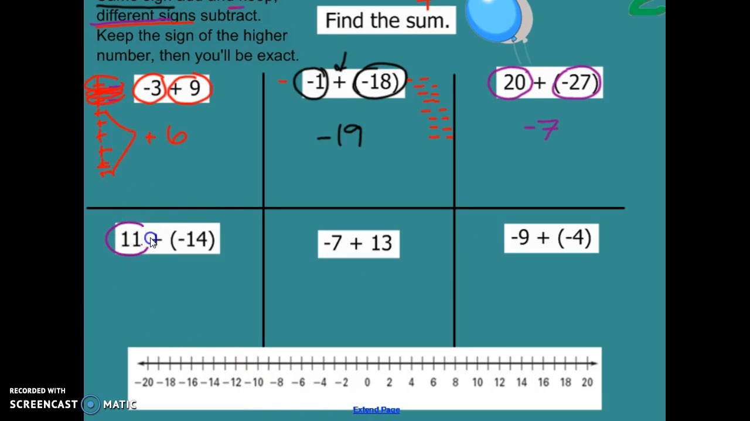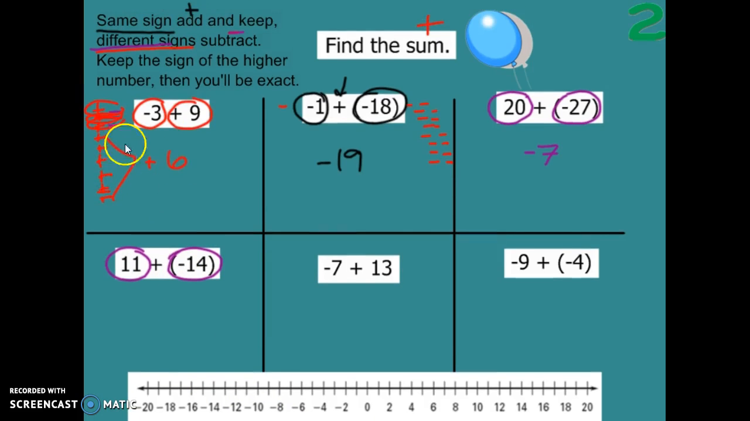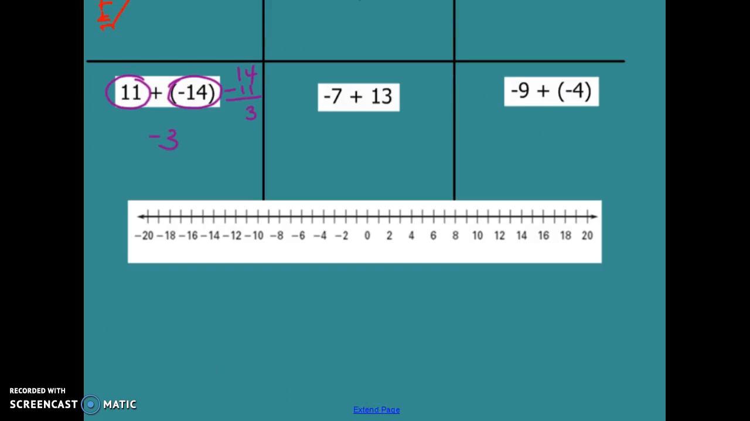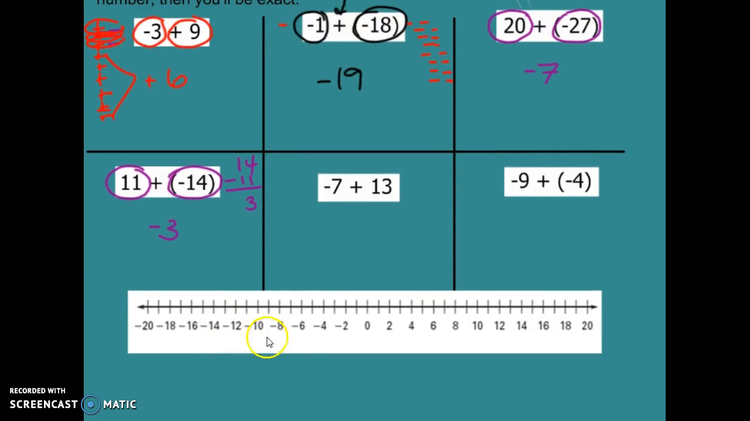Down here we have a positive and a negative. Different signs, we're going to subtract. So 14 minus 11, if you're not sure, you can write it out. We get 3. And there are more negatives, so it's a negative 3. If instead you'd prefer to use the number line, there are number lines on your desks, and there's one right here for you.